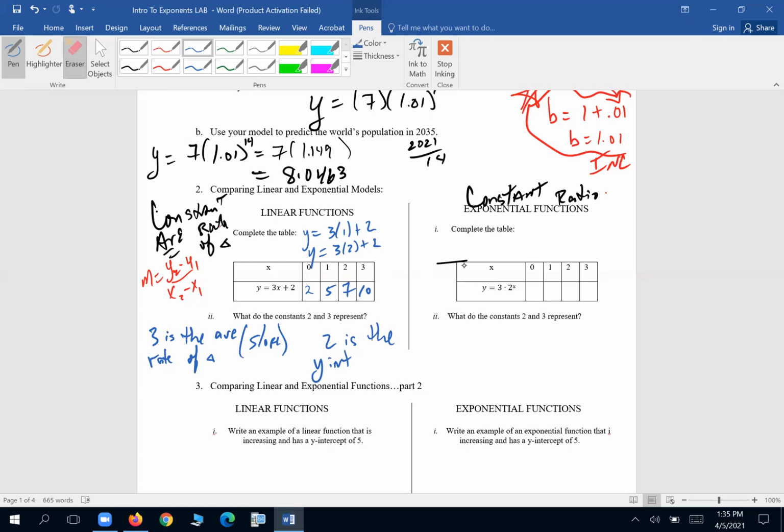Now over in the other one, if you were asked to complete the table in exponential form, again I'm just going to plug in numbers, and let's do this one in green. If I had y equals 3 times 2 to the 0, remember anything to the 0 is always 1, so 1 times 3 would be 3. And then 3 times 2 to the first, well, that's just going to be 6. And let's do another one, 3 times 2 squared. See if you can see the pattern. So 4 times 3 is going to be 12. So every time it's doubling, like we've done in previous examples.